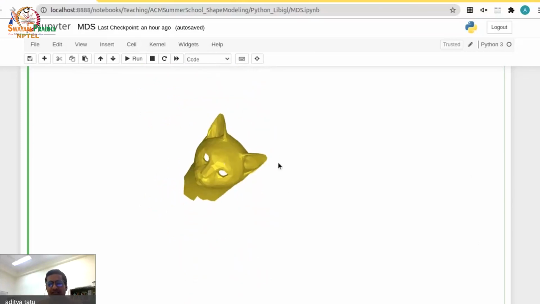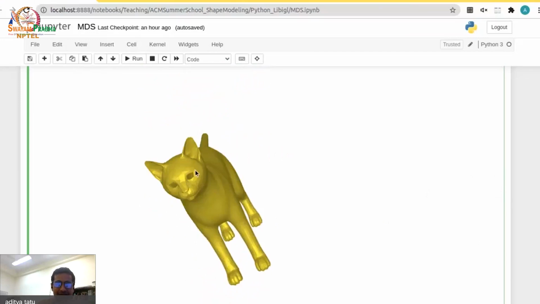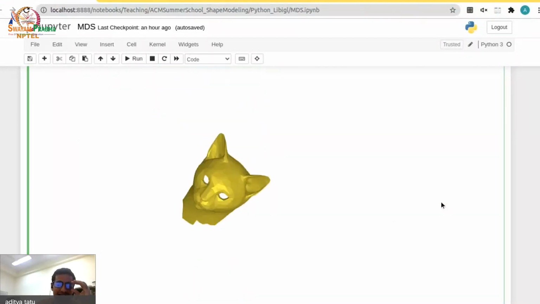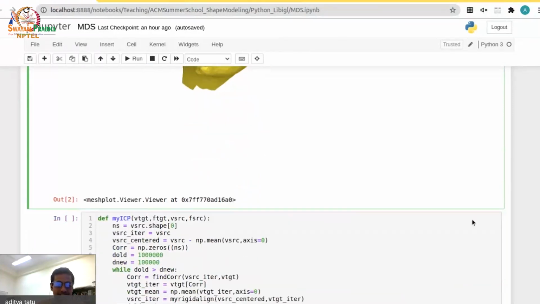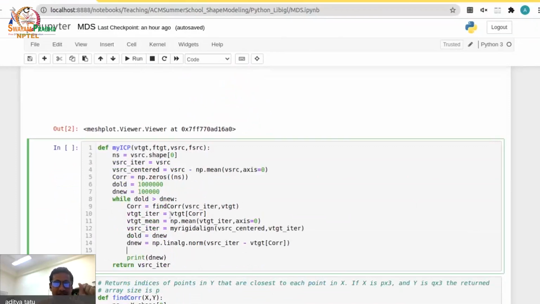All right, and it's of course the head of the CAT in this mesh, but I've also sort of artificially rotated it and translated it so that using ICP makes sense. If you wish, you can add noise to the vertex positions of this particular mesh just to experiment more. Then this is what basically you are supposed to write.